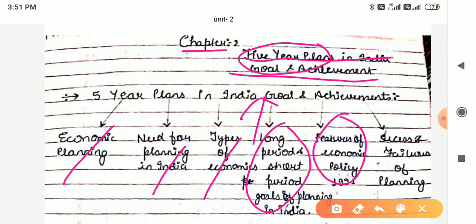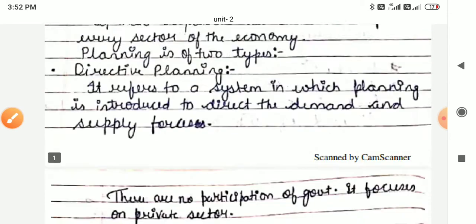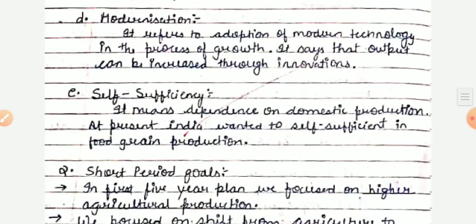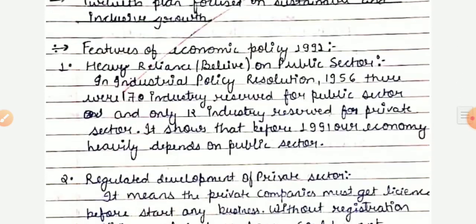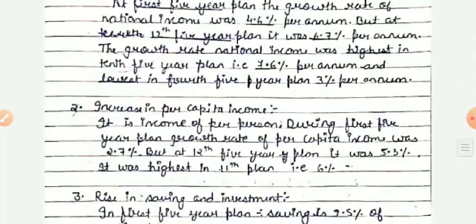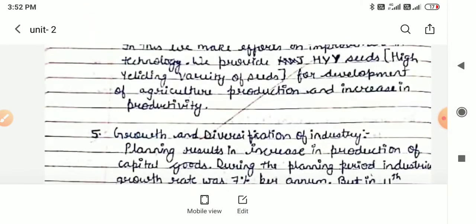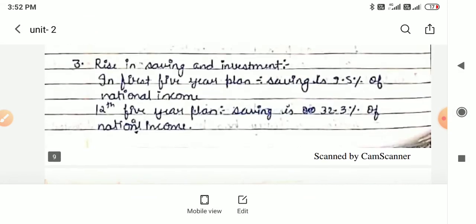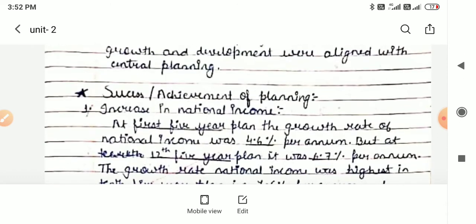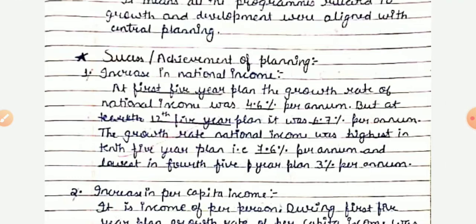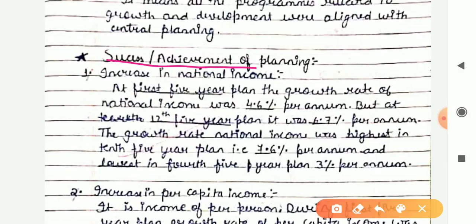In this video we are discussing the success of 5-year plans, and this is our second last topic of this chapter. Okay, success of 5-year plans means what India achieved after implementing all 5-year plans. As we know that India adopted a total of 12 5-year plans from 1951 to 2017. So what we achieved from these 5-year plans is the success or achievement of planning.